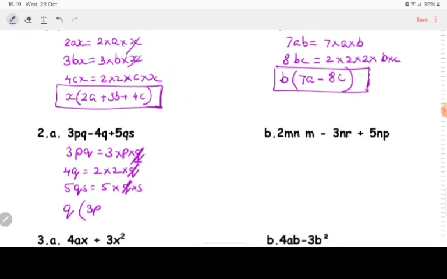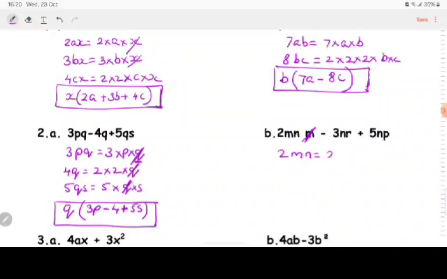In goes 3P minus 4 plus 5S. What's up with this? This one is an extra M by mistake, so we just cancel this out.